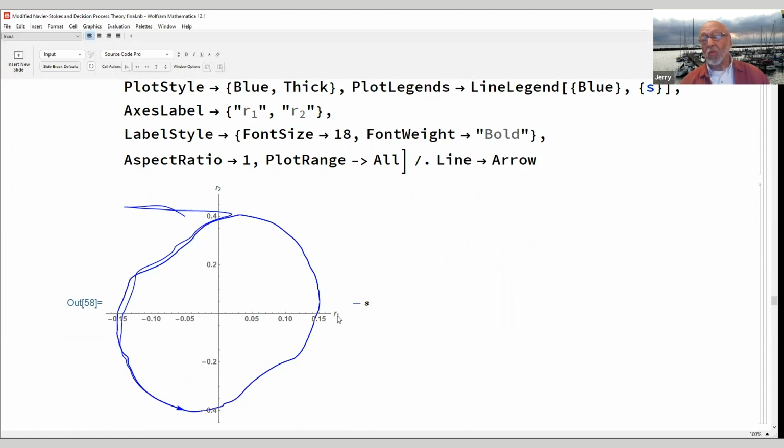This is my player 1 in the game theory. This is my player 2. Here I start off far away from things. I hit my cycle, and now I start going around, and I now hit a kind of a steady state cycle.